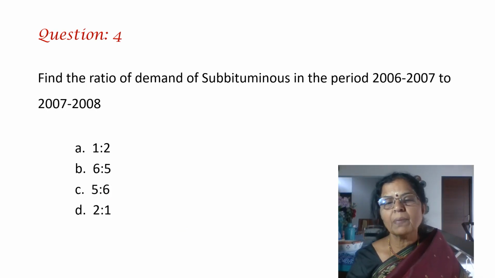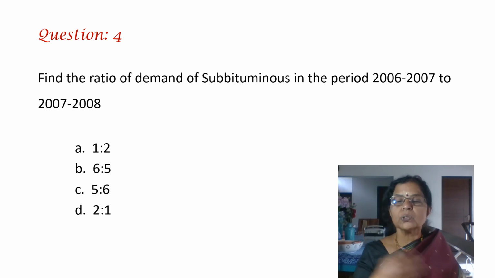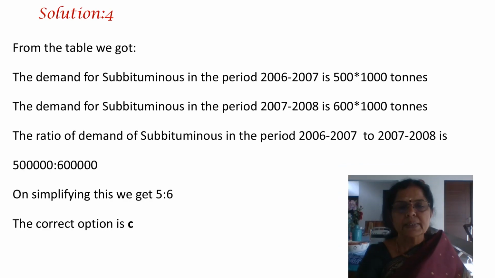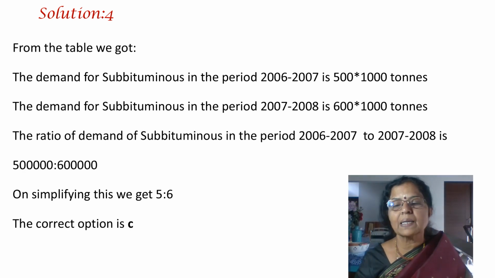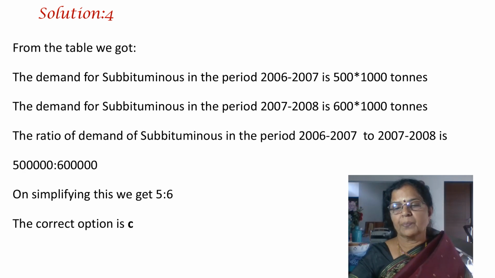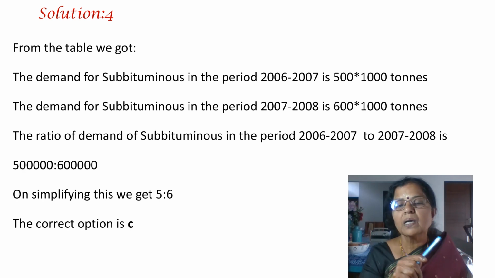Question number 4. Find the ratio of demand of subbituminous type in the period 2006-7 to 7-8. This is a question on ratio. Here we are not going to bother about the two types, anthracite and bituminous, because they are not asked. We are going to concentrate only on the subbituminous type, and we are going to compare two figures. That is the ratio.